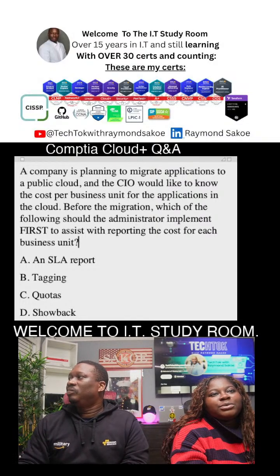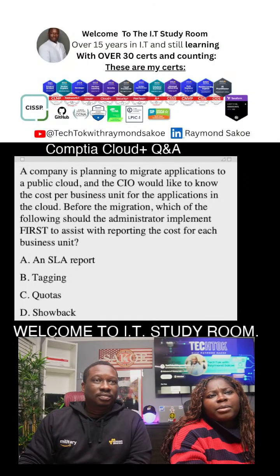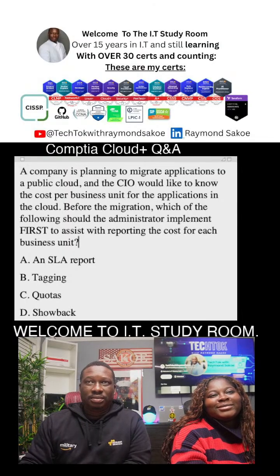Okay, we have C. JJ is saying C. What is SLA? Oh, SLA maybe. Oh, so A. Okay. Tag the resources with the correct department. Oh, so you're saying B? Okay, so CSSB is saying B.